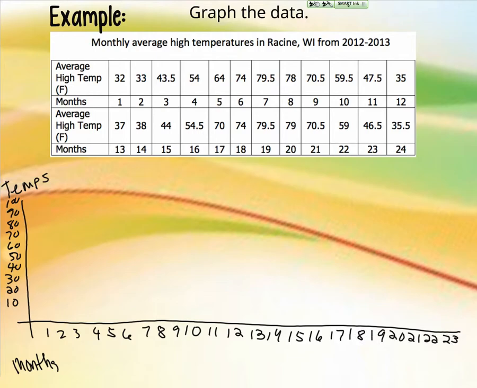I'm just barely fitting all of mine on, so hopefully you can do that. And then we'll graph these. So at 1 month, we're at about 32. Obviously we're going to have to estimate a little bit here. We'll go ahead and graph the data.